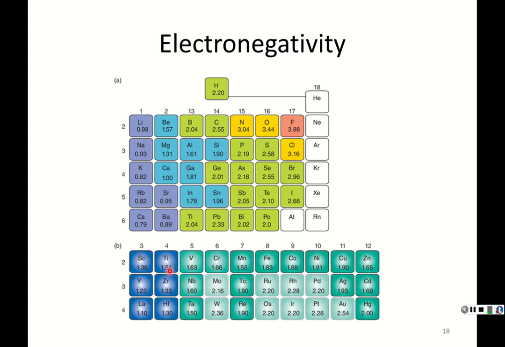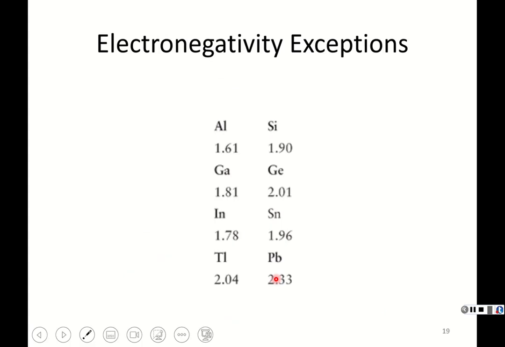You can see for the transition metals, and this is one trend I don't think we really talked about, they're all relatively low electronegativity values, which we would expect because, again, they're metals. There are some exceptions. Those exceptions are shown here. Probably don't really need to know these though for this class.